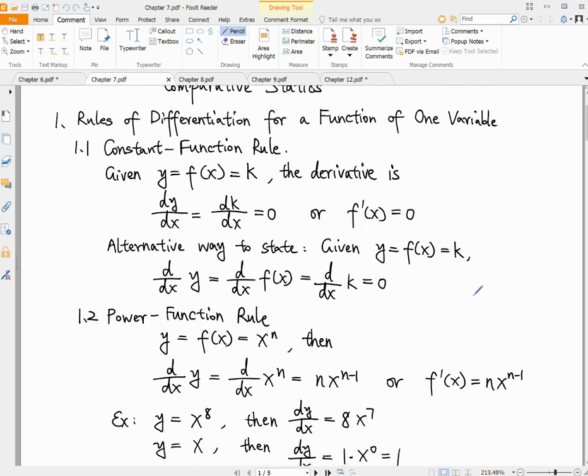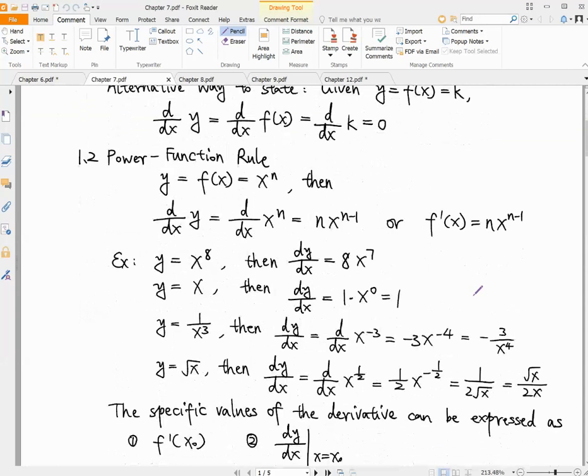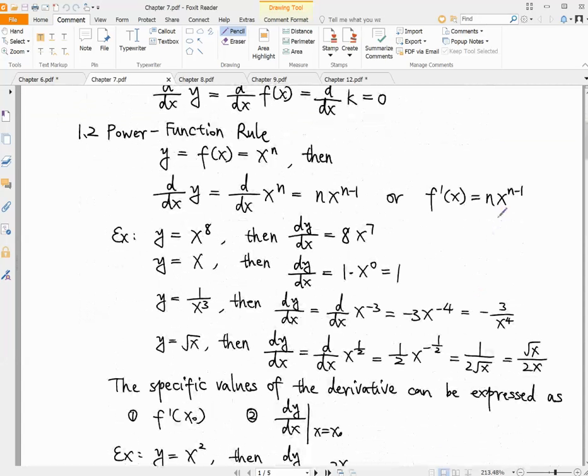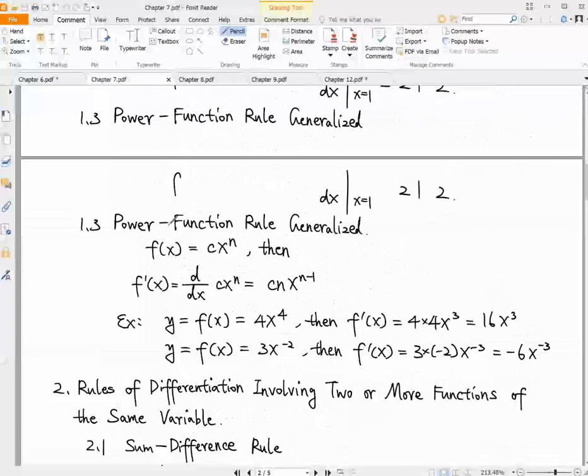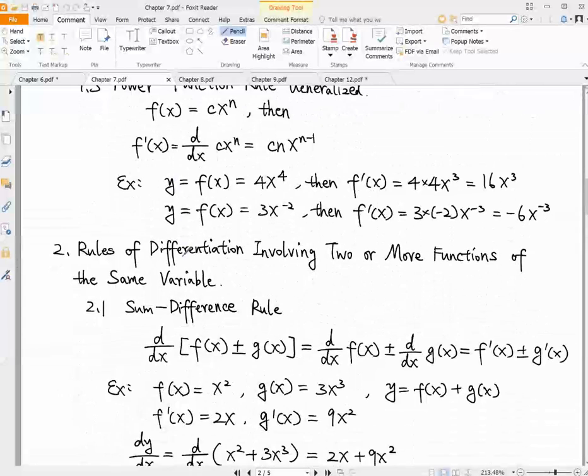So for chapter 7, we talked about a lot of rules, right? That's a very basic thing that you need to know in order to compute the first order derivative, and of course the second order derivative, right? In order to compute the derivative, you need to know all the rules. Okay.